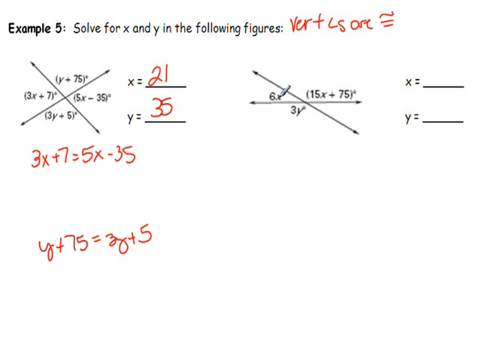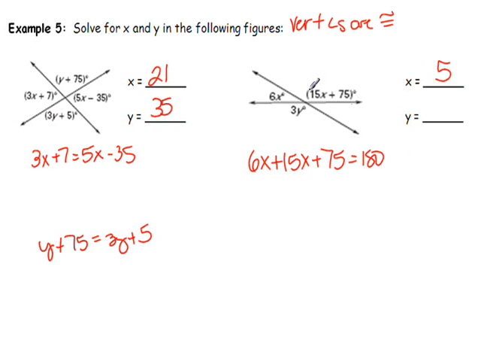And if I consider this linear pair right here, then we have a single variable, which means it'll be easier to solve. And remember, linear pairs equal 180. So I get 6x plus 15x plus 75 equals 180. Go ahead and pause the video and solve that. You should have gotten x equals 5.